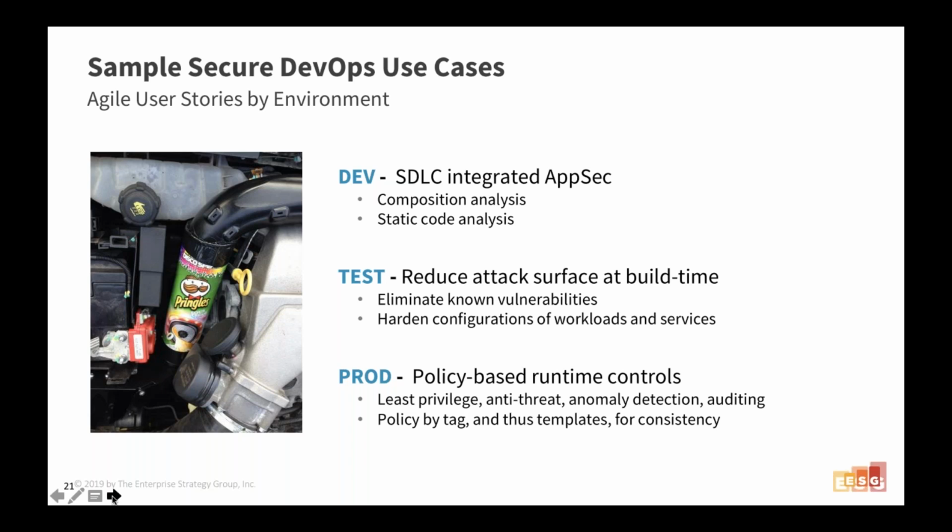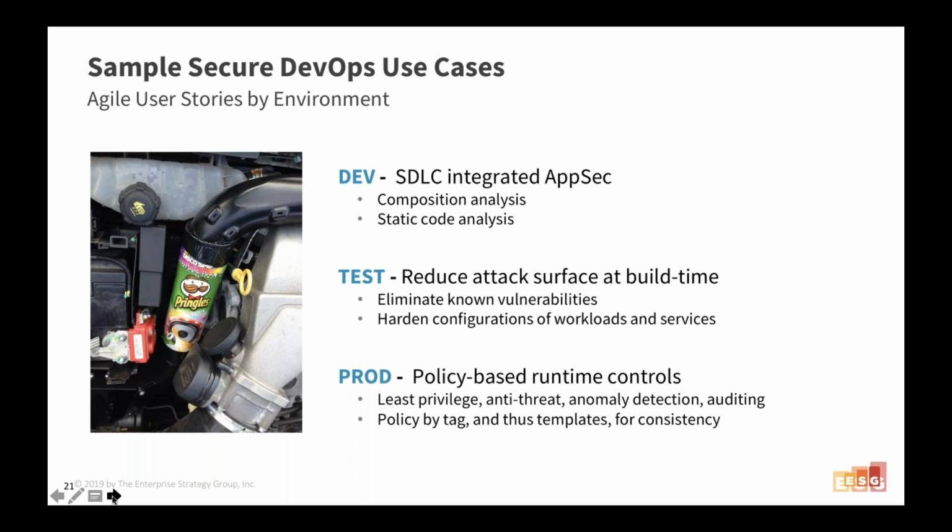So like I mentioned before, doing composition analysis, static analysis, and then in your test phase or your integration phase, that you have an objective of reducing your attack surface at build time. So when you're kicking off Jenkins or whatever build tool is, that you're eliminating known vulnerabilities and you're hardening your configs of your workloads and your services. So doing things like using a cloud security posture management product, CSPM.